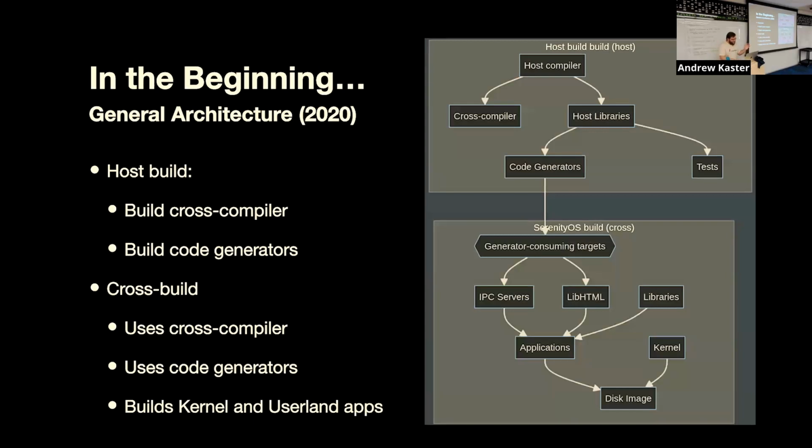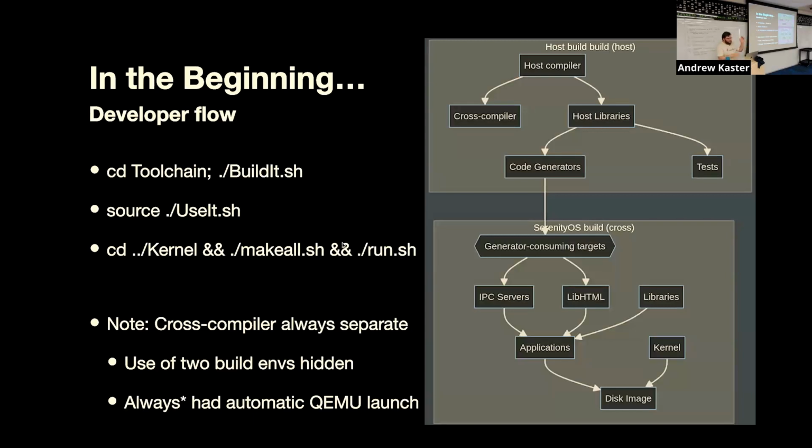All right. It gets more complicated from here. So how do you actually use this thing? Well, you would go to the toolchain directory and build the cross compiler. You then source some environment variables, and then you would run that same script. And since the beginning of time, the build of the cross compiler has been separate from the build of everything else. So I'm kind of going to ignore it for the rest of this.